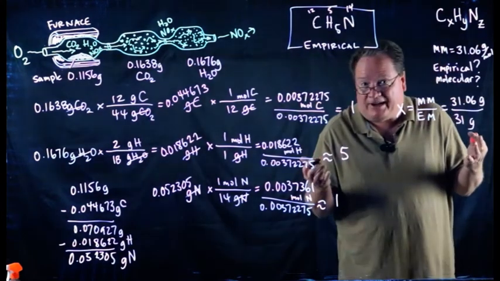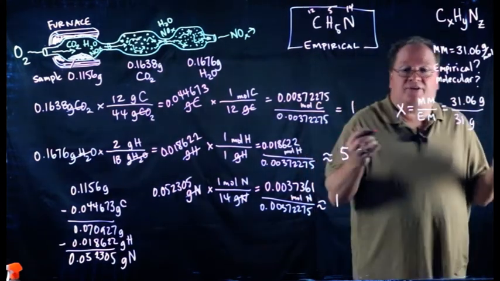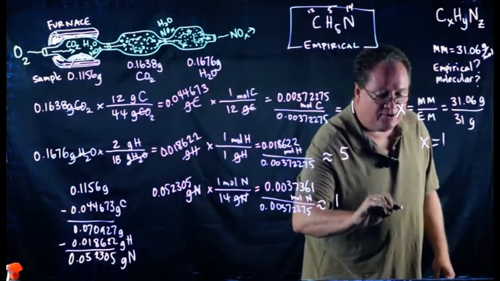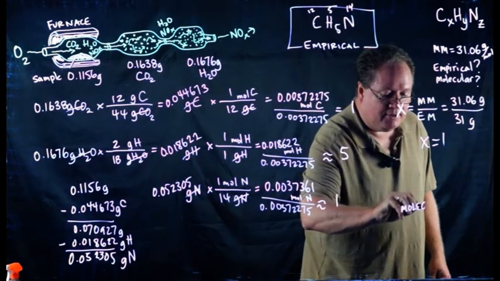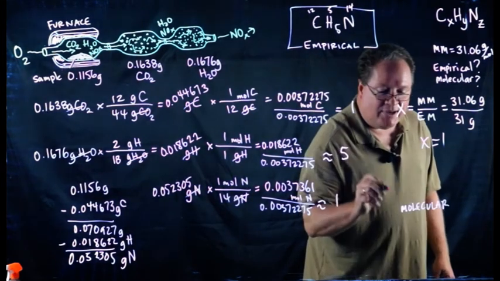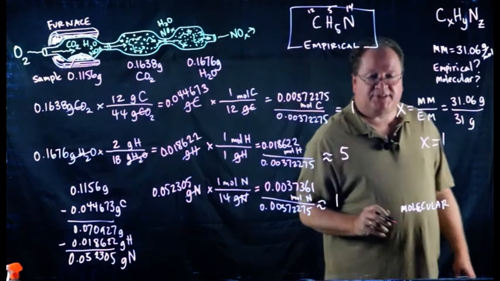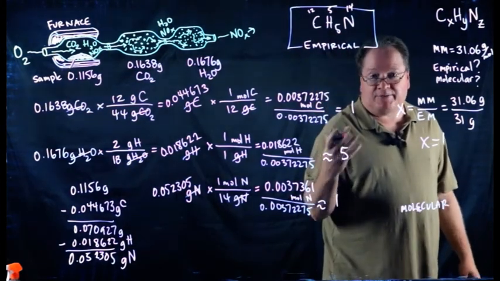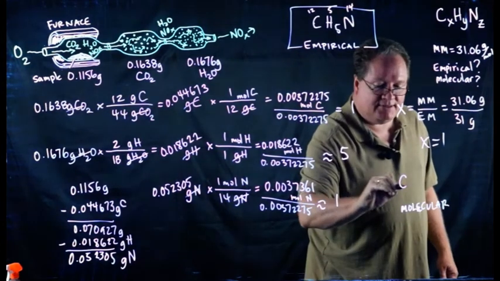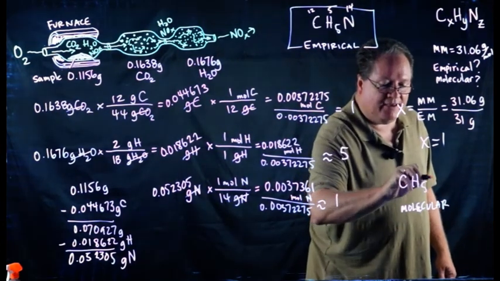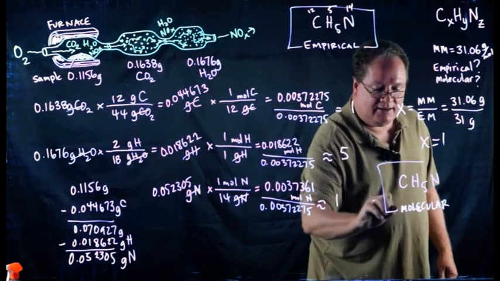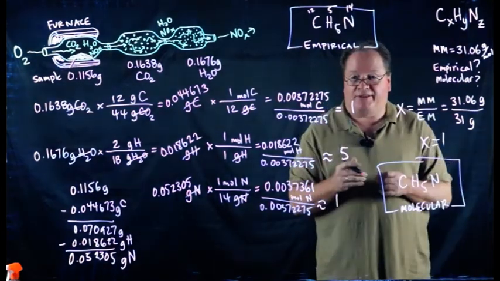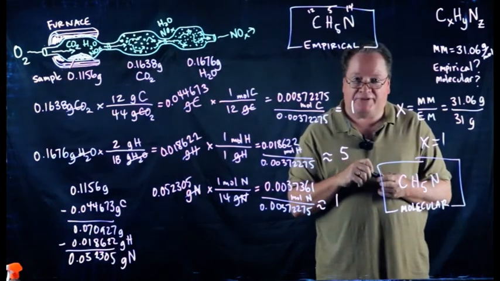What's my multiplier? My multiplier is simply going to be 1, which means my molecular formula must be exactly the same, since I'm just going to multiply all of these by 1. It's exactly the same as my empirical. CH5N is my molecular formula. All right? That's it for the mother of all empirical formula questions.